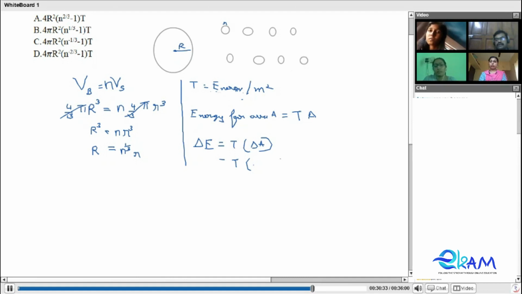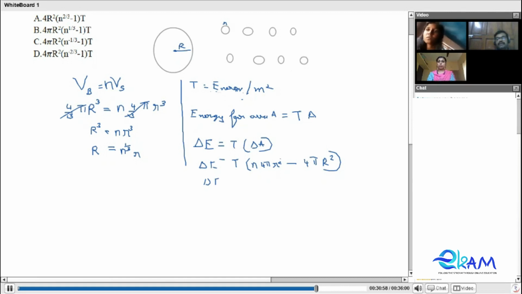So what is the total area of these n small drops? That is n times 4 pi r square, where 4 pi r square is the area of one drop. You are multiplying it with n, minus the area of the bigger drop, 4 pi capital R square. This is the change in area, and multiplied by surface tension it will give you the change in energy. Clear?